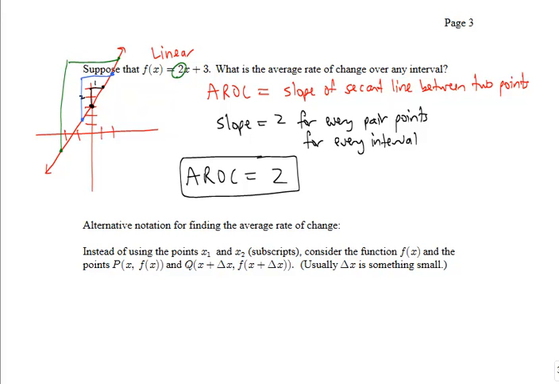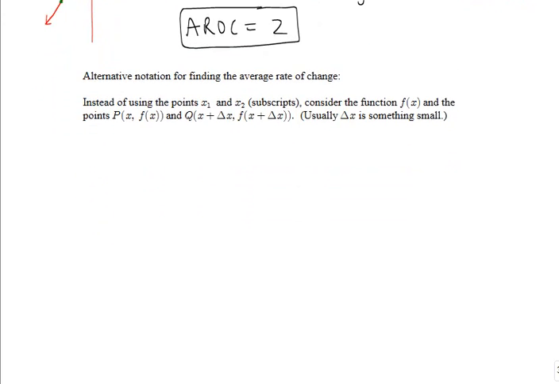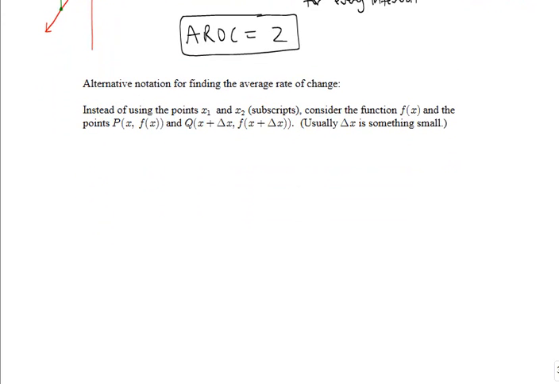So we've talked about how to find the average rate of change by just calculating the slope between our 2 points. We're going to do that again in an alternative notation. So instead of thinking of our 2 points P and Q as x sub 1, y sub 1, and x sub 2, y sub 2, this time we're going to think of our points P and Q as x comma f of x for our P. And this time we're going to define Q a little bit differently. We're going to say that Q is x plus delta x comma f of x plus delta x.